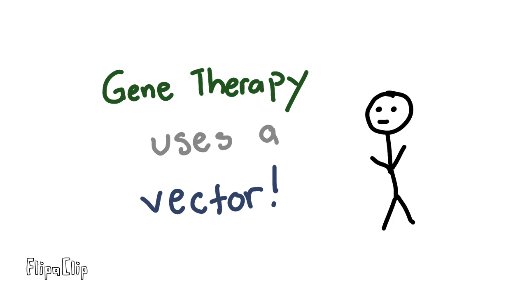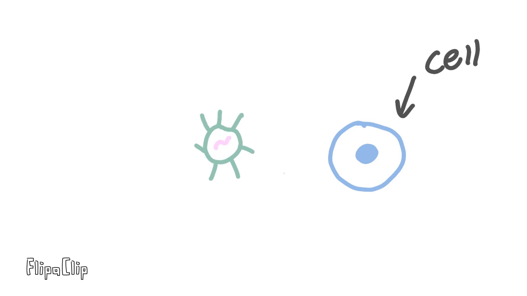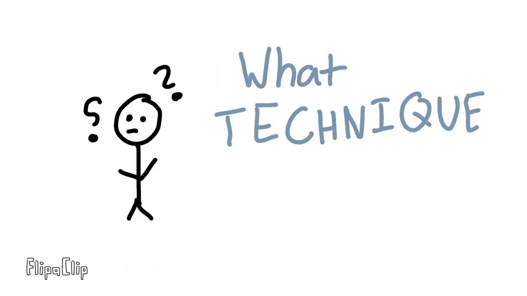Gene therapy uses a vector to deliver the necessary genes to treat the disease. Viruses are the most common vectors that scientists use because they have the natural ability to deliver the genes to the cells. Okay, but are there techniques the scientists use? Yes, gene therapy has two techniques.